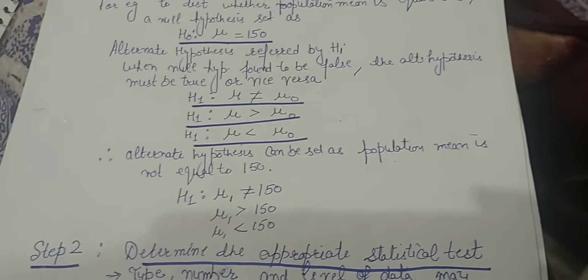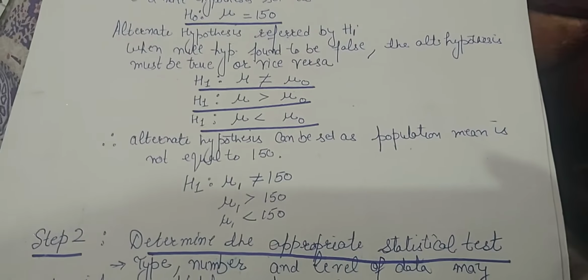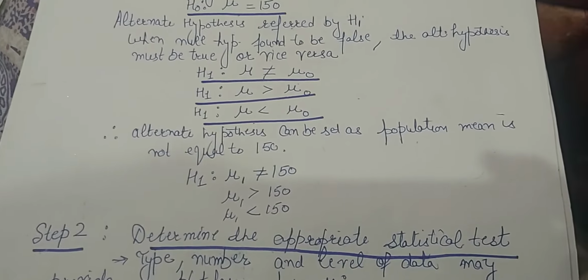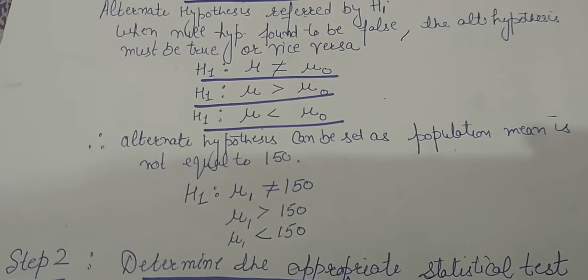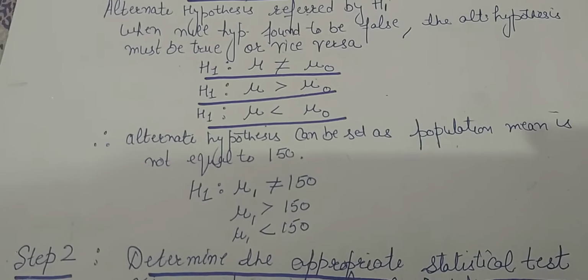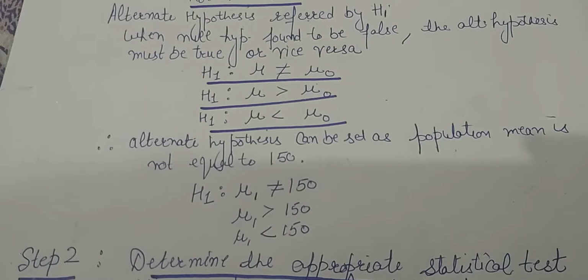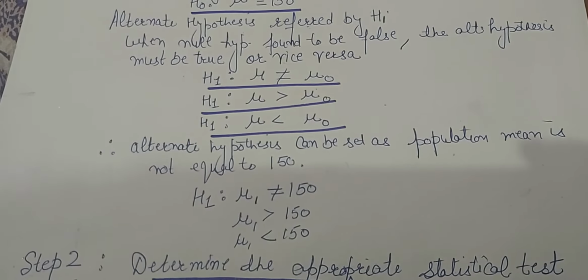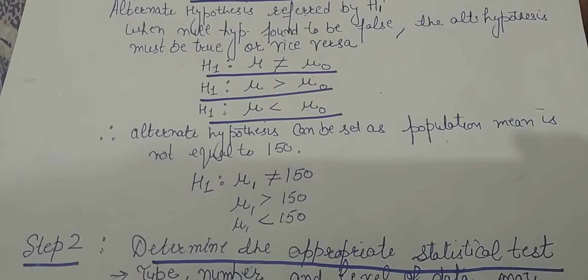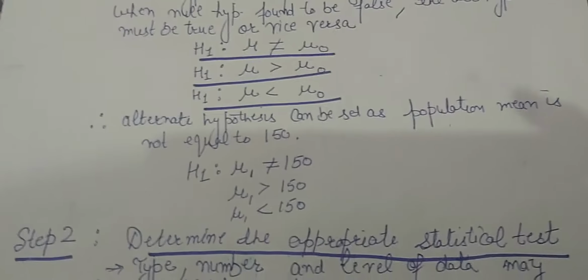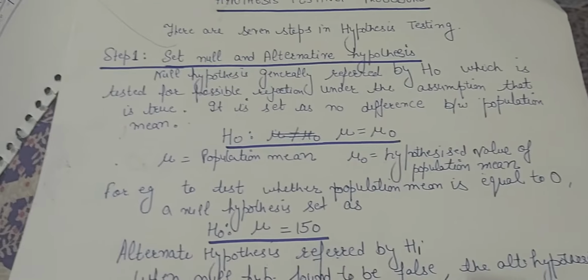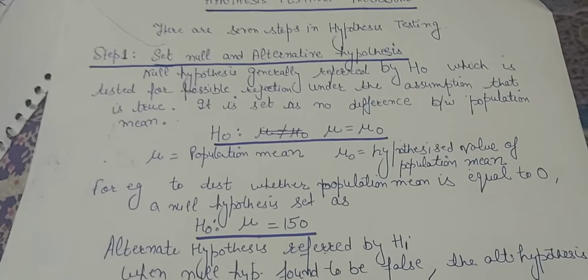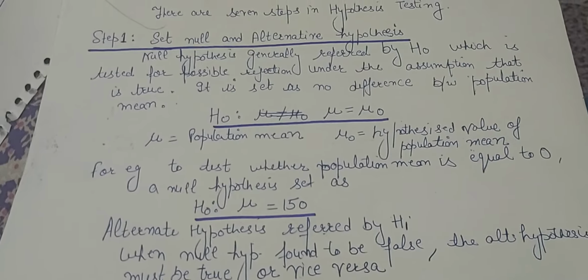The alternate hypothesis can be set as population mean is not equal to mu 0. As you can easily check here, H1 is of three types: first, it is not equal to 150, second, it is greater than 150, and third, it is lesser than 150. So this is about the first step, that is setting the null and alternative hypothesis.